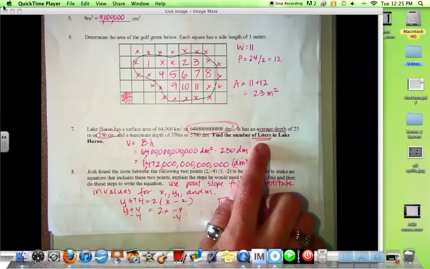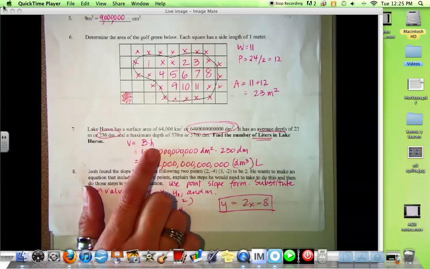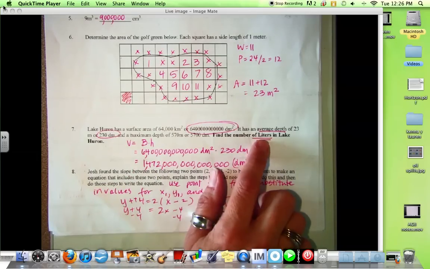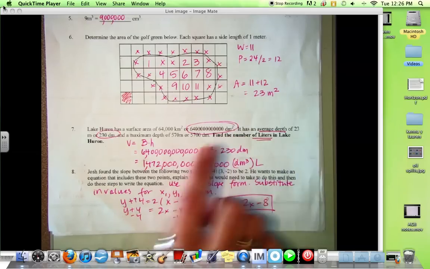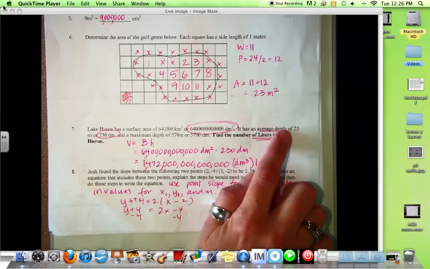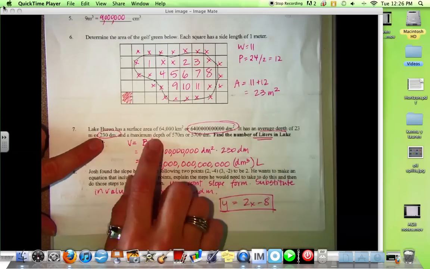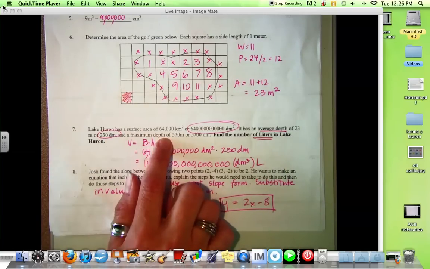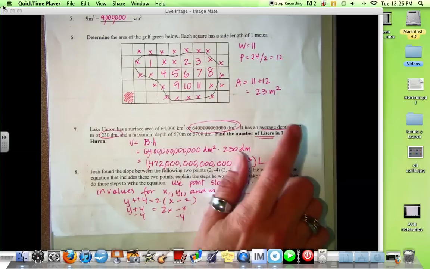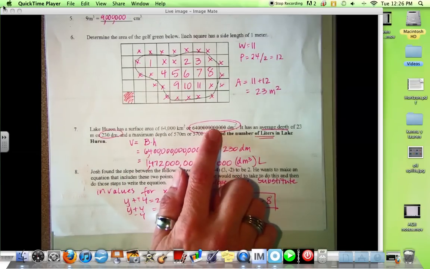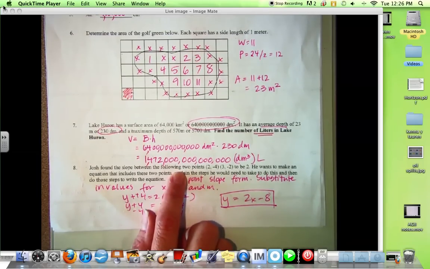All right, 7. You are asked to find the number of liters in Lake Huron. So that means you're finding volume. Area of the base times the height. Since you're working with liters, you want to use decimeters. You're given the surface area, the average depth, and the maximum depth. It makes more sense to use average depth than maximum depth, because if you use maximum depth, you're saying that the entire thing is that depth. It's best to take the average. So take the surface area, multiply it by the depth, and you get this really huge number. Questions?